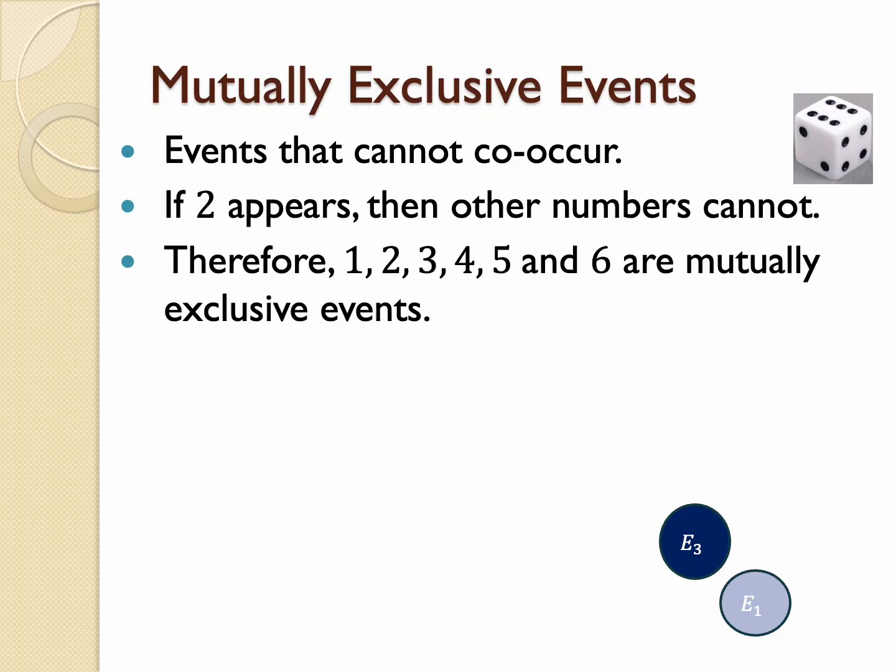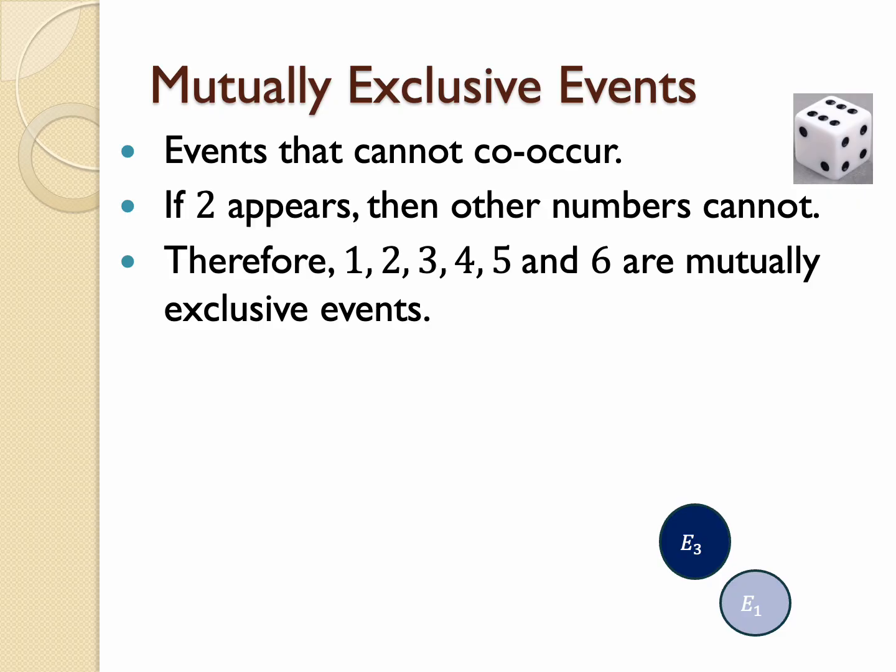For example, if you roll a dice and say a number 2 appears, then no other number can appear at the same time as 2 did. Therefore, the appearance of any one of the 6 possible numbers is mutually exclusive because that excludes any other possibility.